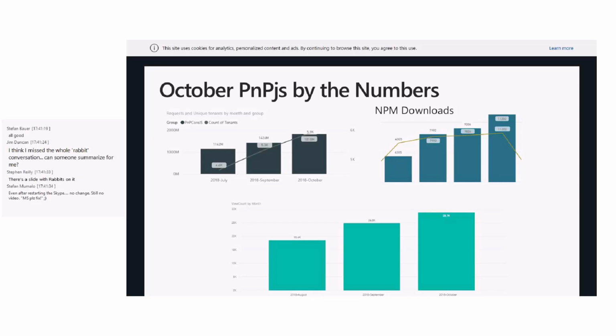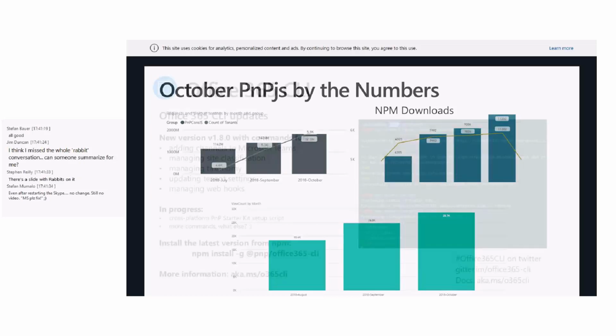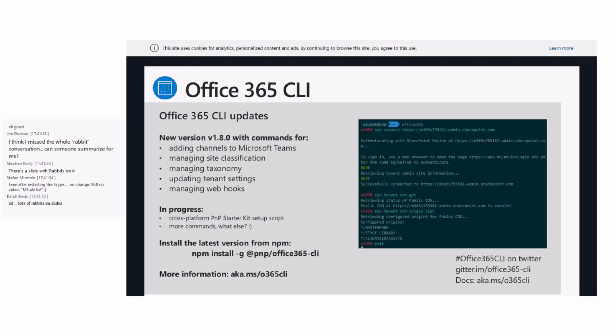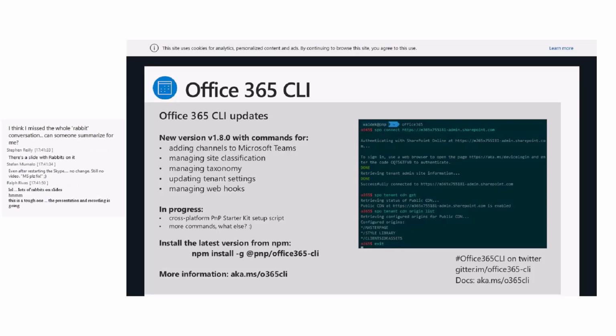Moving on to updates on Office 365 CLI. New version 1.8.0 with commands for adding channels to teams, managing site classification, managing taxonomy, updating tenant settings, as well as managing webhooks. The cross-platform PnP starter kit setup script is still in progress, and more commands are also being worked on. Of course, this is a great opportunity to contribute to the CLI. If you'd like to get involved, there are a lot of open issues marked as help wanted, so definitely encourage you to check those out.